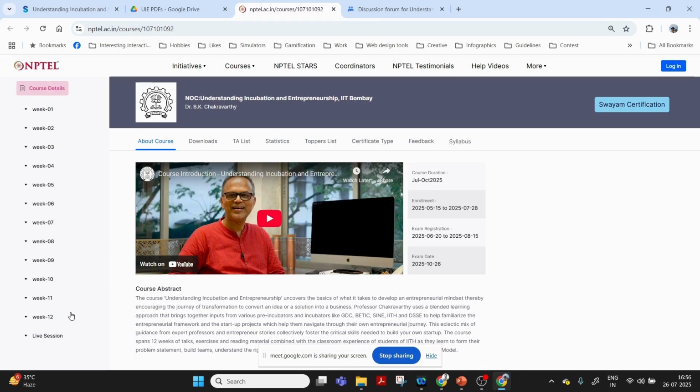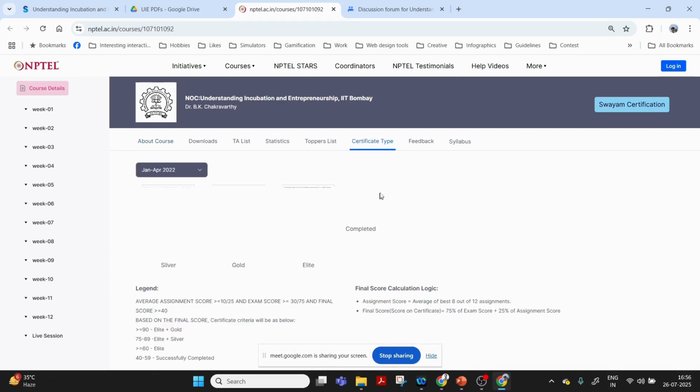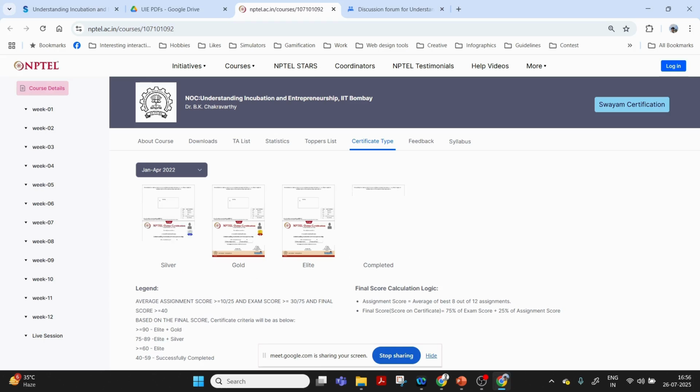Okay, so I would suggest that although you can gain access to all the week's content from here, it is preferable to go week by week. Something you can obviously look at is the type of certificate you get. Like I mentioned, you can get silver, gold, or elite certificates, depending upon the performance in your examination. This is a motivation for you to perform well. On the basis of these markings, you will get different types of certificates.